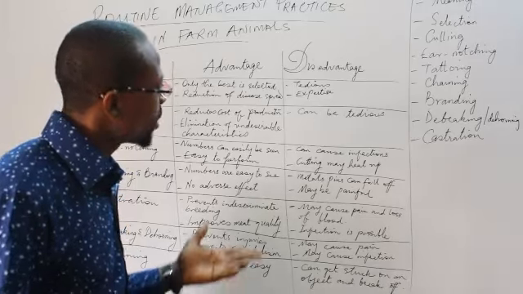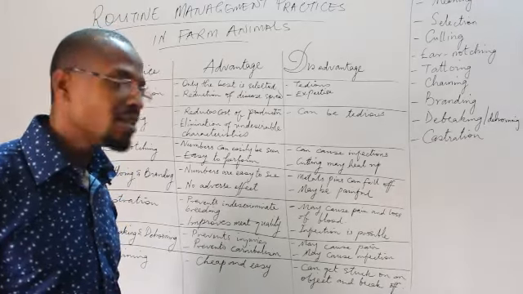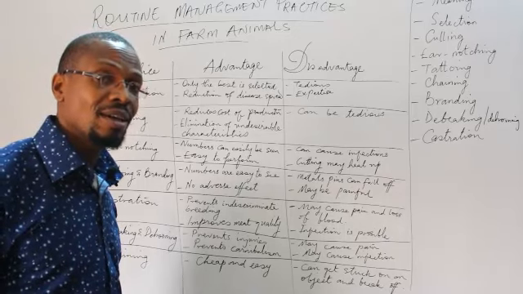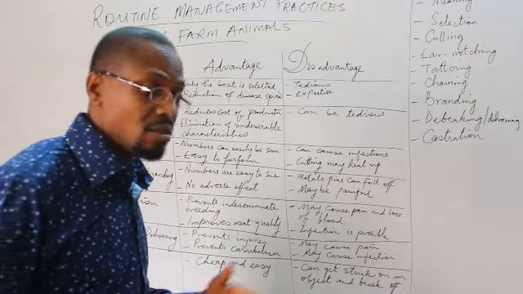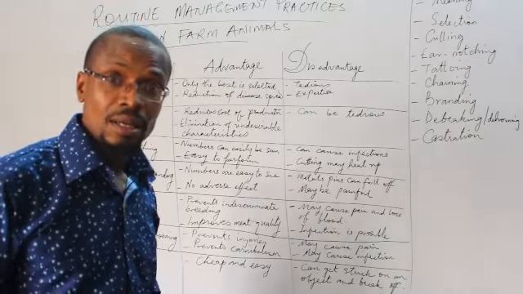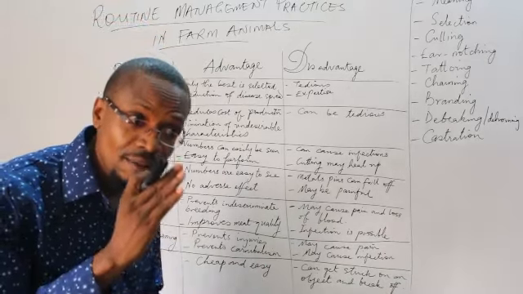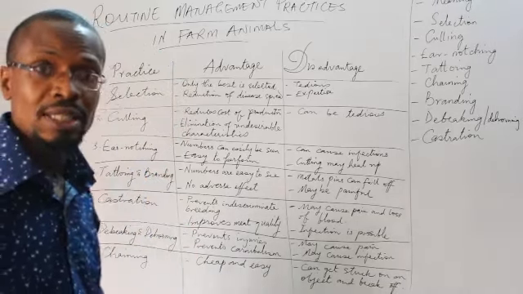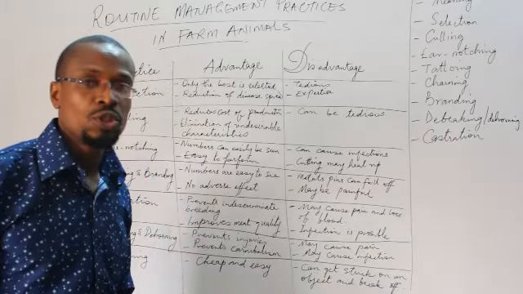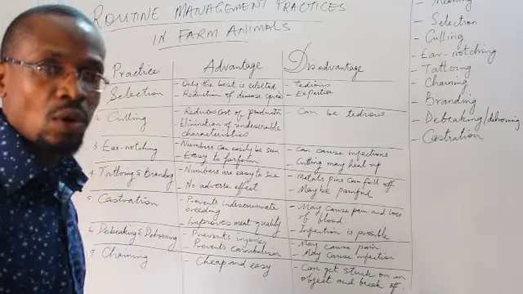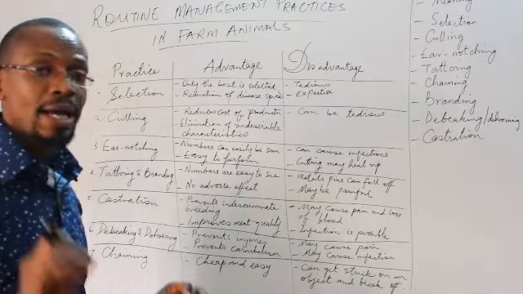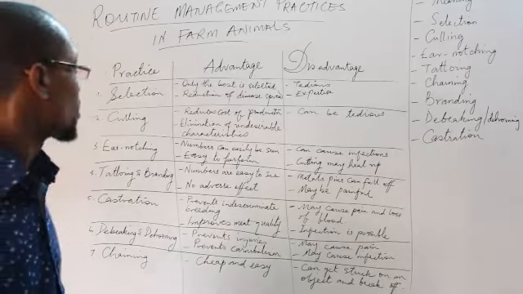Now, what are the disadvantages? Selection can be tedious. Selection requires expertise. It's not something that a novice can handle. It requires somebody with keen focus, keen understanding of the kind of qualities that need to be perpetuated within the farm or amongst the farm animals. So it requires expertise and it could be tedious.